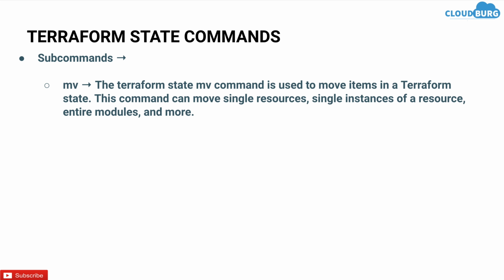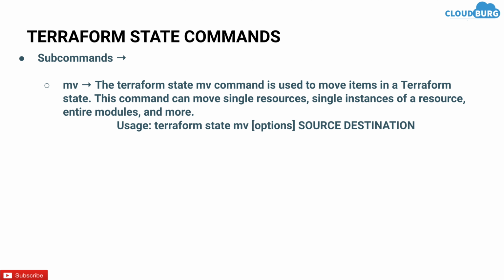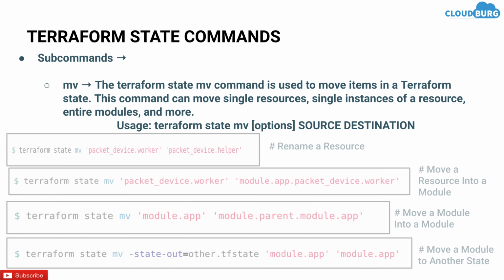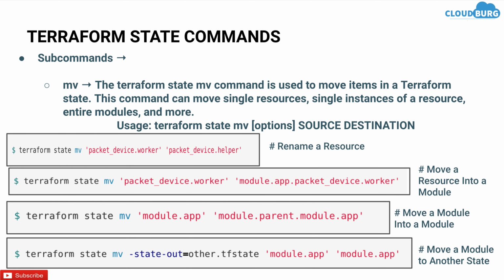Next subcommand is mv. The terraform state mv command is used to move items in Terraform state. This command can move single resources, single instances of a resource, entire modules and more. And the syntax is terraform state mv with some options and source and destination. So as you can see in the first example, here we are renaming a resource. So basically we are renaming this worker resource with the helper resource.